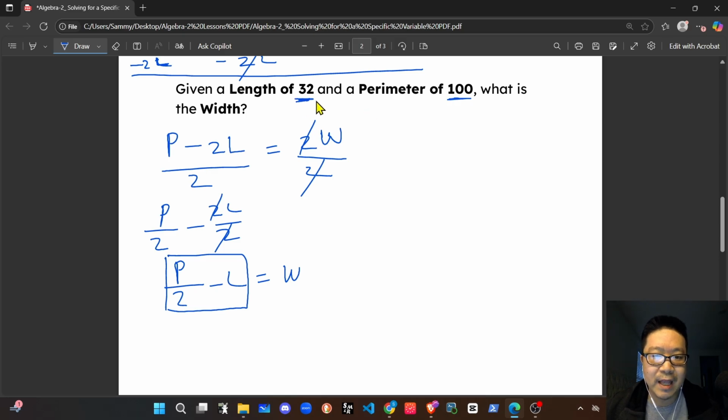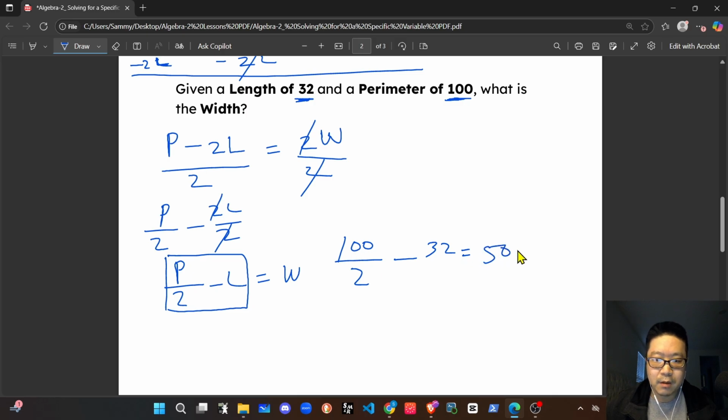So here we have a length of 32 and a perimeter of 100. So we can just plug in 100 for P, divided by 2, minus a length of 32. 100 divided by 2 is 50. 50 minus 32 is going to be 18. And that is going to be our width.